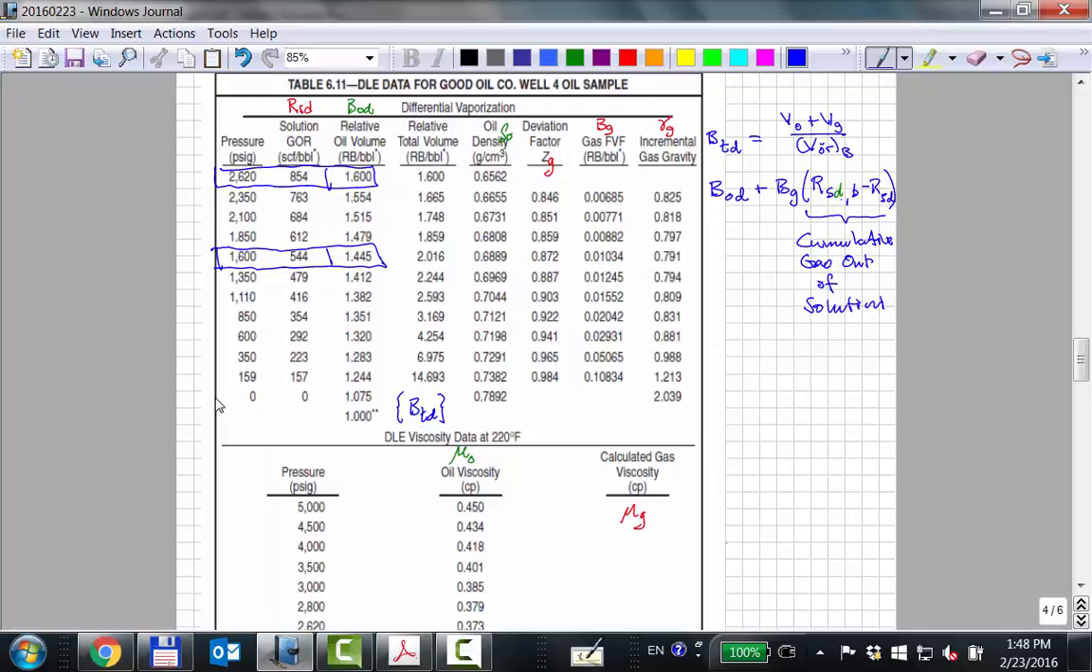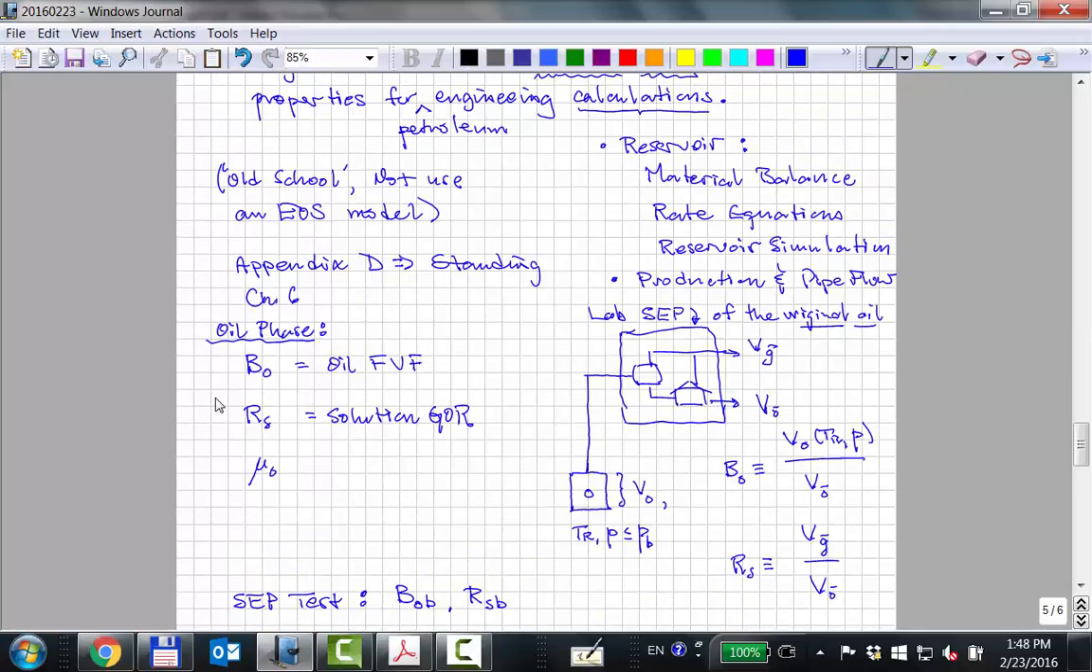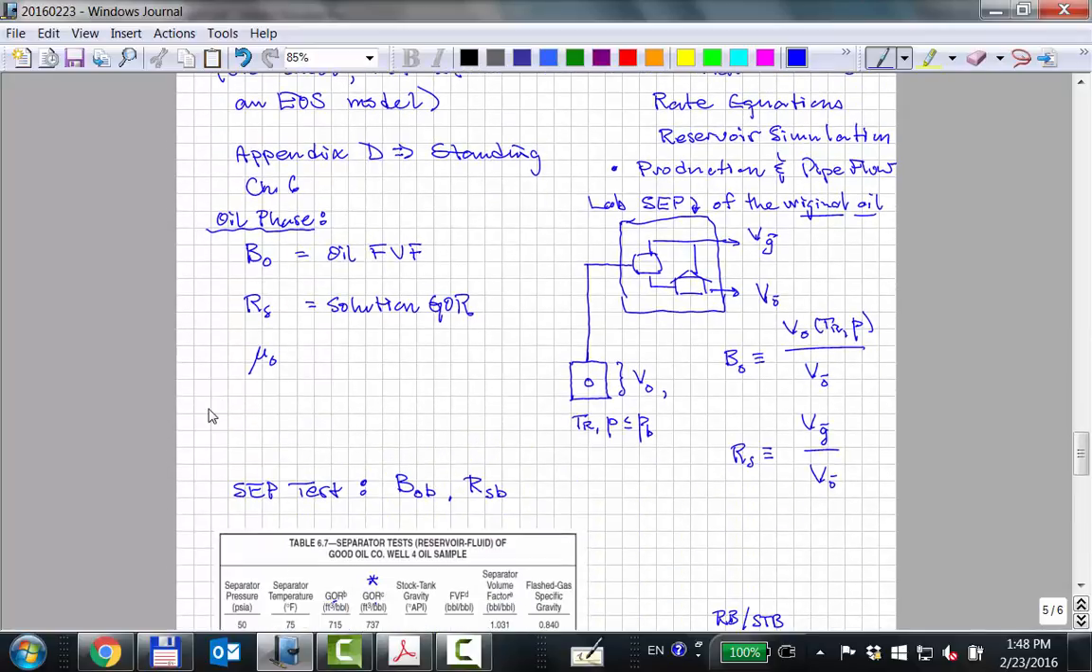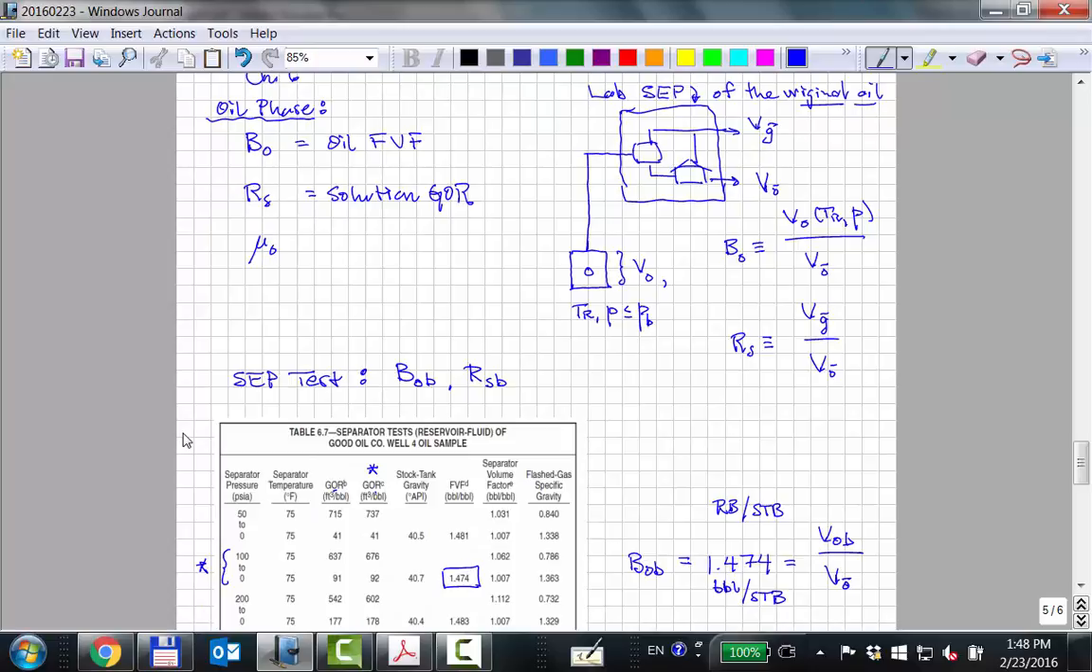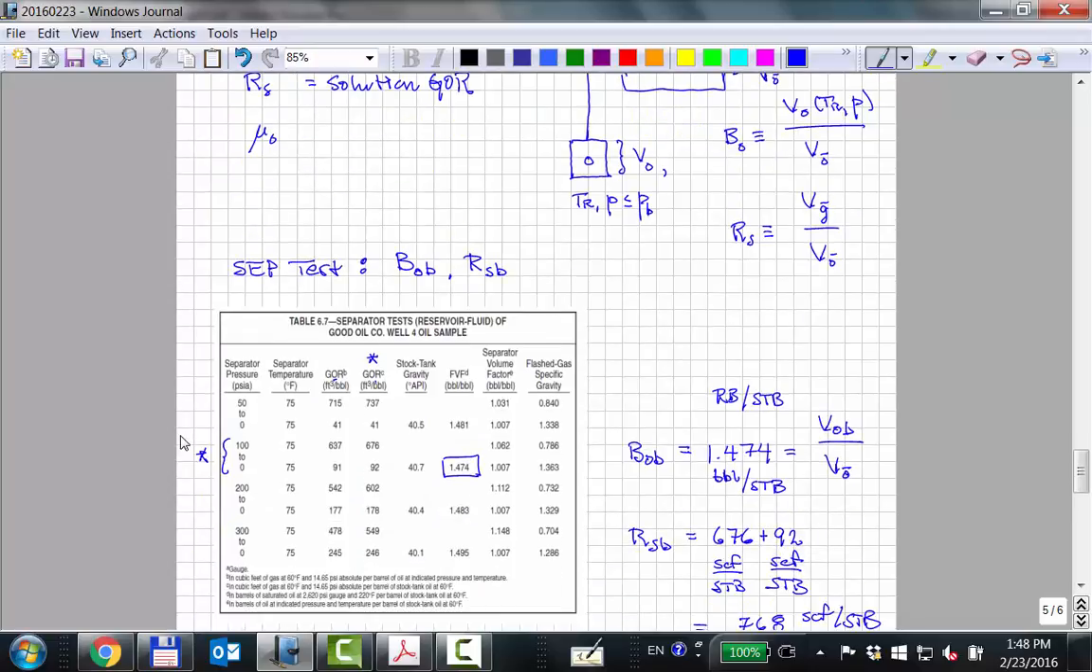So consequently, what you want to know is how many reservoir barrels of oil do I need to take out to get one sellable oil? And the sellable oil is going through a separator process like this one with 100 pounds initial pressure at the first stage. Then it only takes 1.474 reservoir barrels to get my one sellable barrel of oil. It takes less reservoir volume taken out.